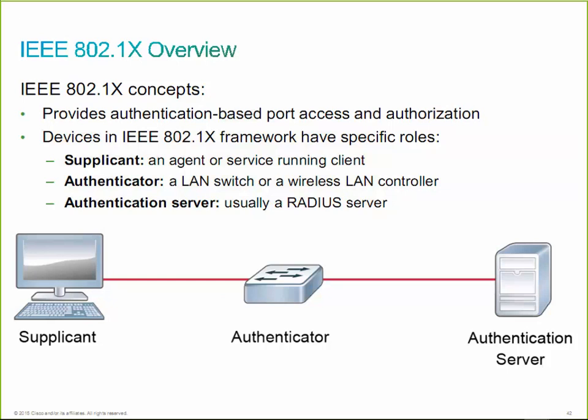So there are three major components to this 802.1x architecture. We have the supplicant, which is the agent or service that's running on the device that's going to request access to the network. And then it also responds to requests that it gets from the switch, the attachment point, what we call the network attachment device or network attachment point. We have the authenticator, which is the network attachment device.